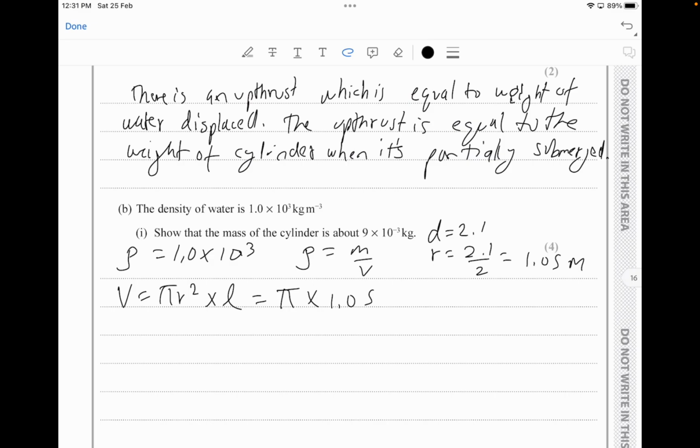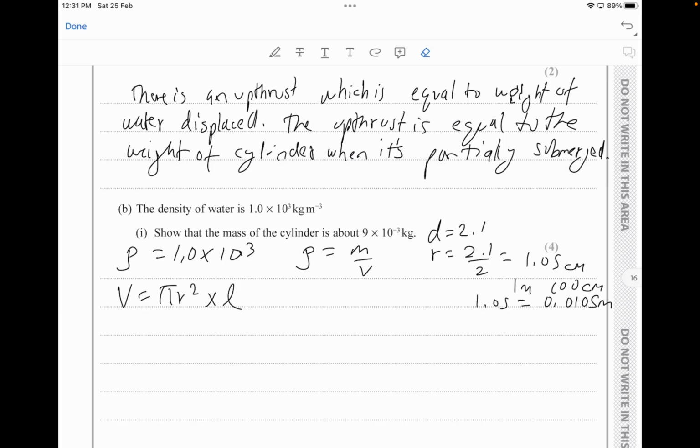Yeah, you have to convert this into meters. So this is going to be in centimeters. Sorry guys, you're going to convert this into meters. So 1 meter is 100 centimeters. So 1.05 centimeters is going to be 1.05 divided by 100. That's going to give us roughly about 0.0105 meters. So we're going to rearrange this again.